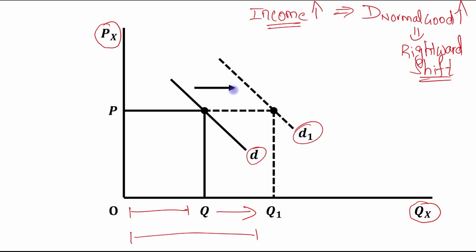Rightward shift. Again, there is no change in price of good X. Earlier the price of good X was OP and it is still the same, which is OP. So there is no change in price of good X, but still the demand for good X is increased. Why has the demand for good X been increased? Due to the increase in income of the consumer. So when at the same price demand increases, it will lead to a rightward shift in demand curve.